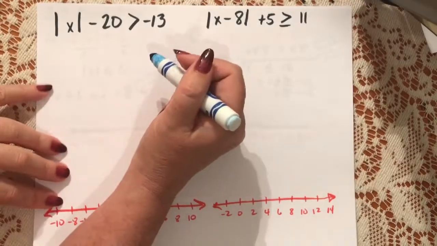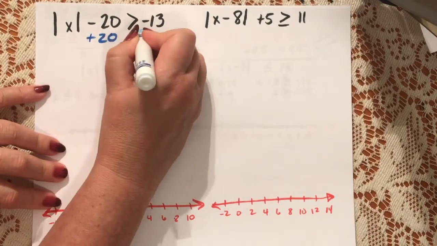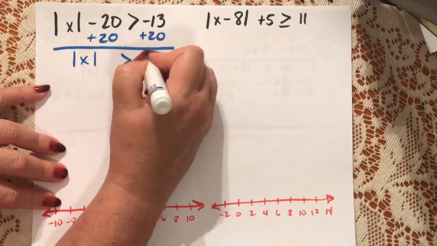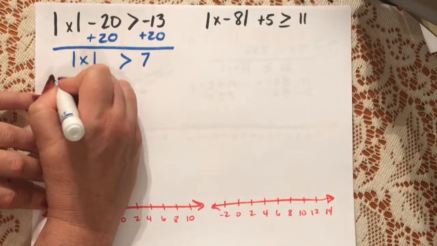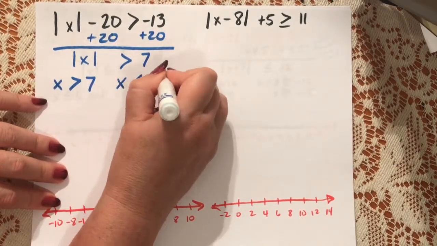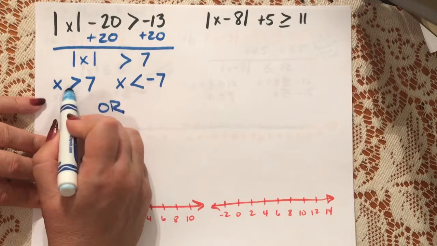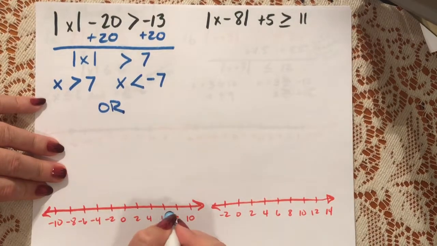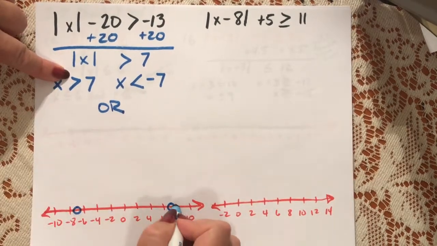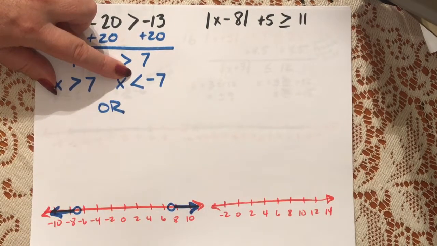So let's put some of these into practice. I want to get my absolute value by itself, so the first thing I'm going to do is add 20 to both sides. The absolute value of x is greater than 7, which means x is greater than 7 or x is less than negative 7. This is going to be an or statement. So I have an open circle at 7 and negative 7. X is greater than 7 and x is less than negative 7. And this graphs in this way.